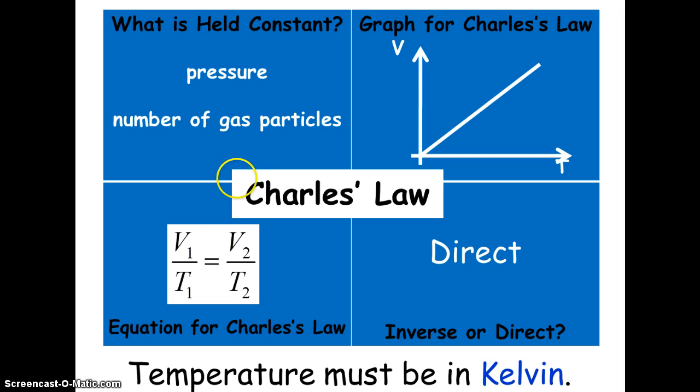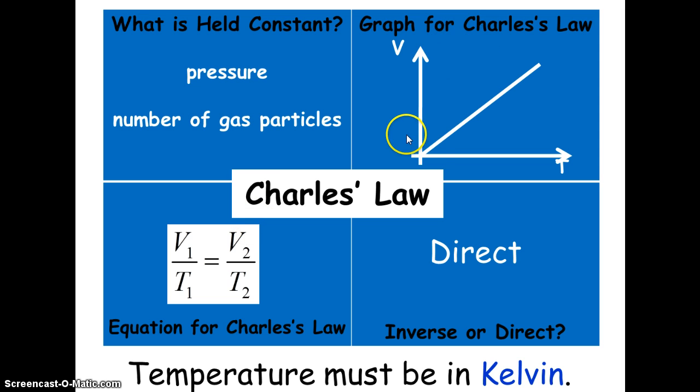Now, the equation we want to know for Charles' law is going to be V1 divided by T1 is equal to V2 divided by T2. That means the volume of 1 divided by the temperature of 1 is equal to the volume of another gas divided by the temperature of another gas. So again, for Charles' law, we always want to know V1 over T1 is equal to V2 over T2.